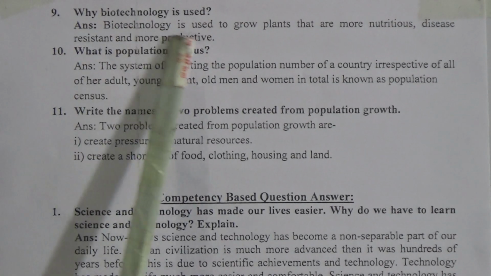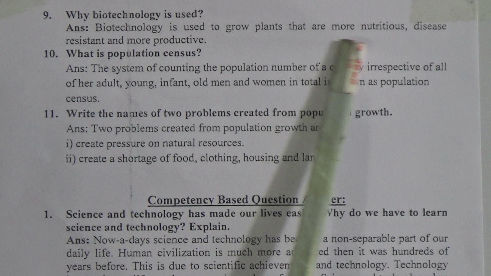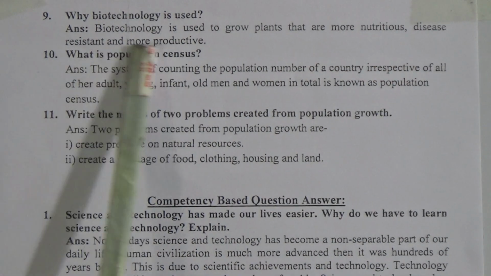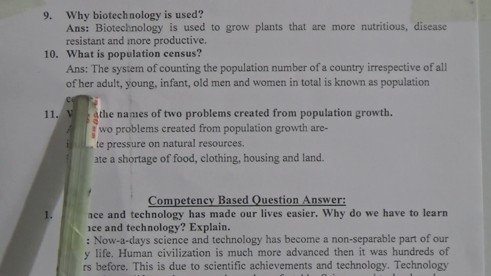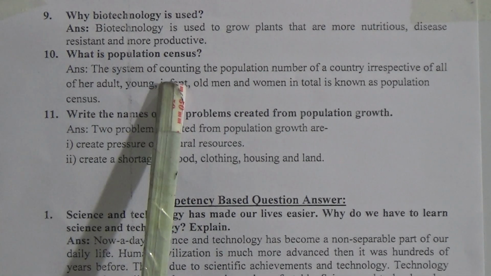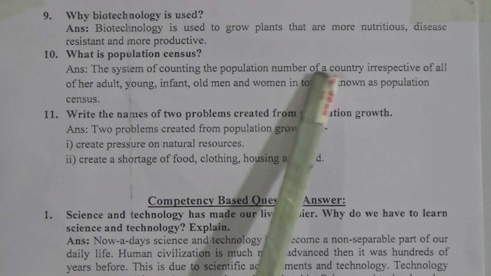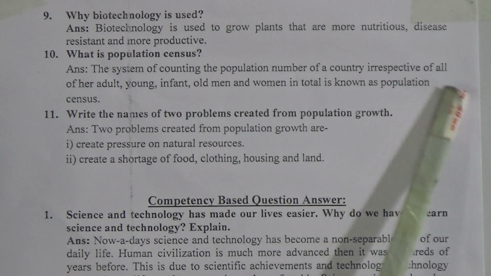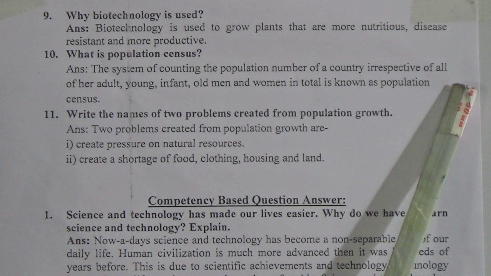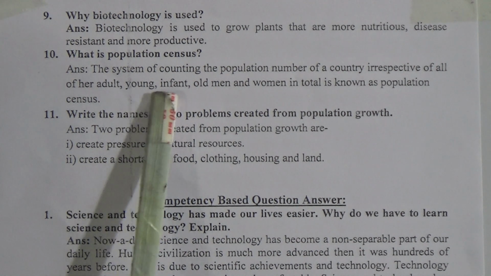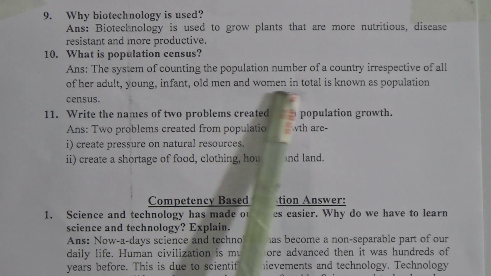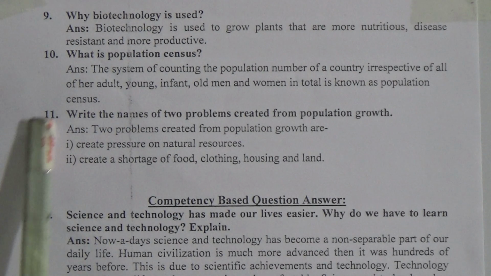Question number 9 is, why is biotechnology used? The answer is, biotechnology is used to grow plants that are more nutritious, disease resistant and more productive. Question 10 is, what is population census? The answer is, the system of counting the population number of a country irrespective of all adult, young, infant, old, men and women in total is known as population census.